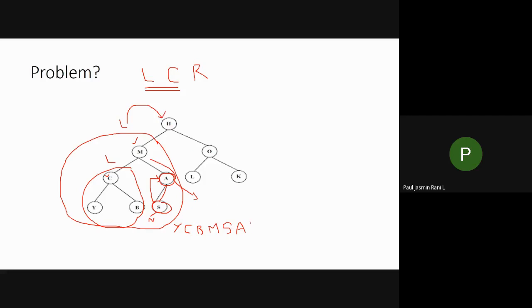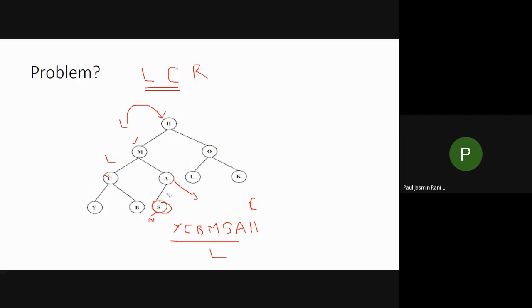Why am I visiting H? Because the elements in your left subtree are over. Now I have to visit your root element H. So this is the root element and it is visited. Now after visiting this one, I have to visit the right subtree. So now I am taking the right subtree. Let's see how we can do the right subtree.